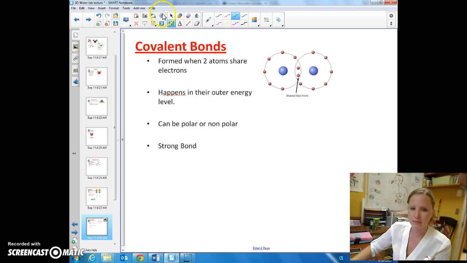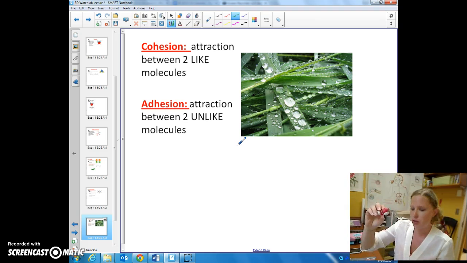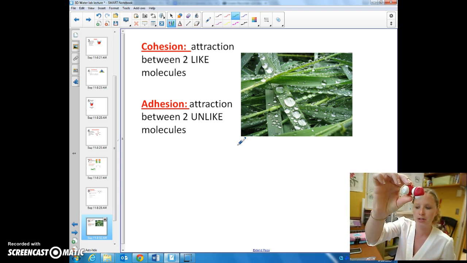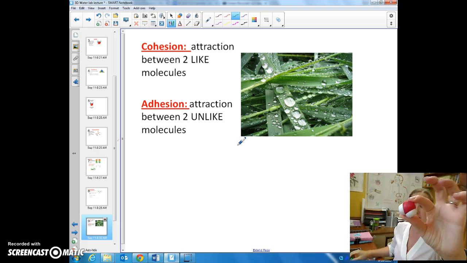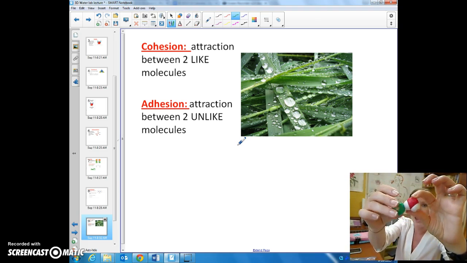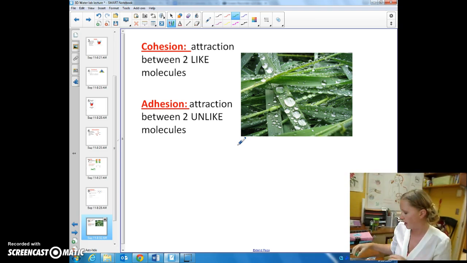All right. Last thing, cohesion and adhesion. So cohesion is between two like molecules. So two water molecules being attracted to each other, like right here, that's cohesion. Adhesion is two unlike molecules. So between something like a water molecule and a different molecule, that would be adhesion. We already talked about that, but just to re-put that in your brain.